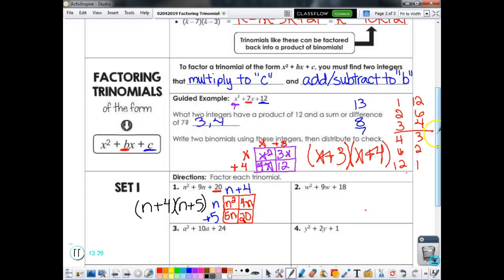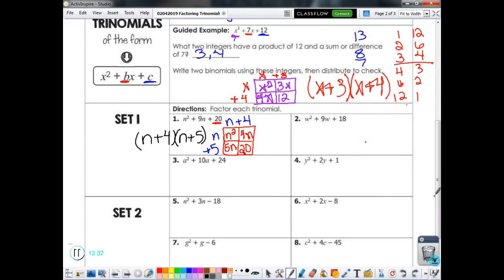So you drew your box, right? And then what'd you fill it with? Top left, w squared. Bottom right, 18, good. So w squared and 18, those two stay the same. So now, what do you need to do? Find the two integers that have a product of 18 and sum or difference. So you need two numbers that multiply to 18 and add up to 9.